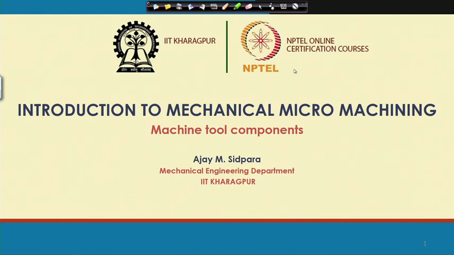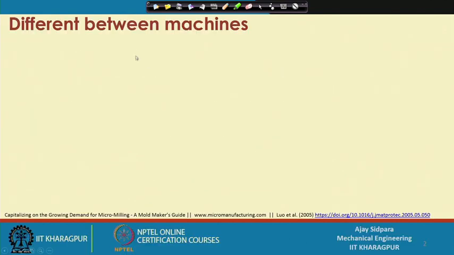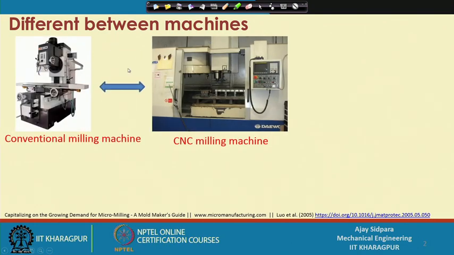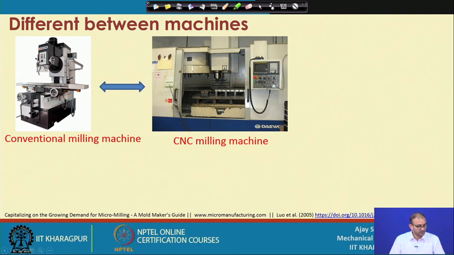So, let us go through this particular topic and let us understand how different components are important for making a good component. So, first let us go through how the machines have evolved from a conventional machine to the very high precision machine. So, if you see this first machine, that is a conventional milling machine, we all know, and this is the CNC milling machine, and many times we can call it a machining center also. So, now how these two machines are different from each other.